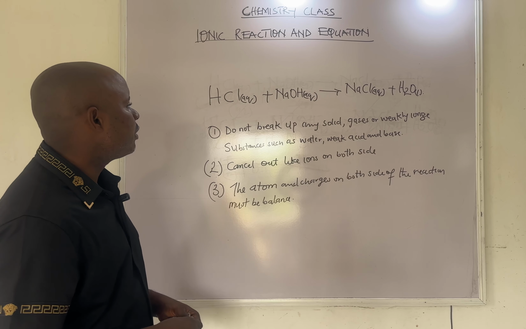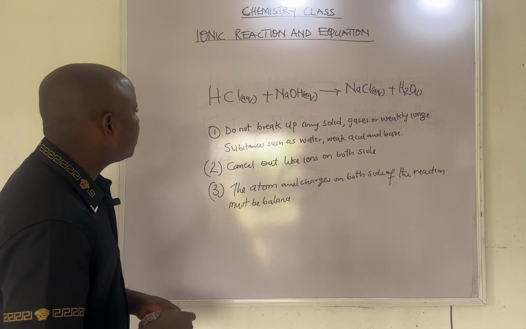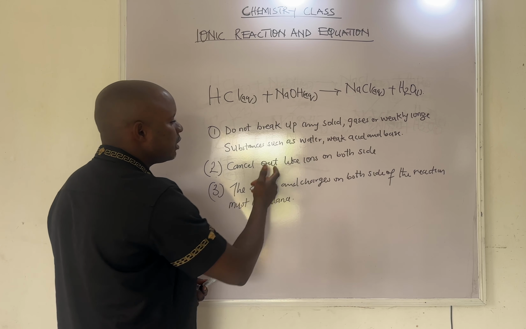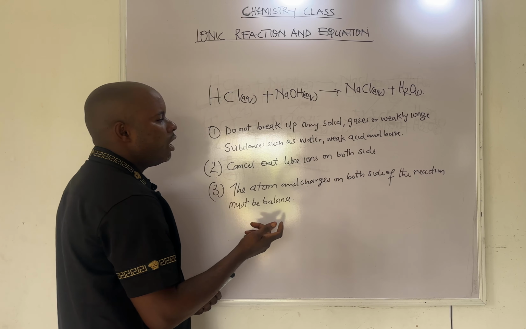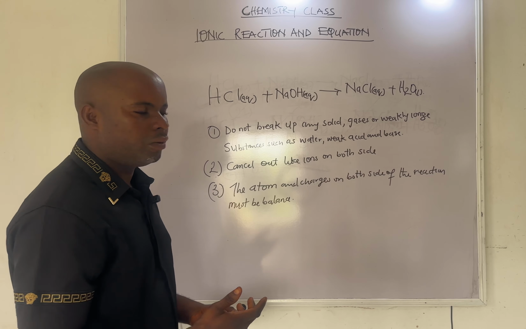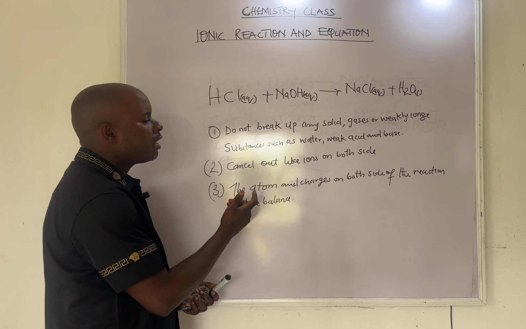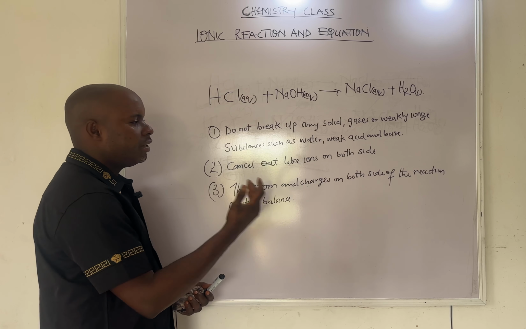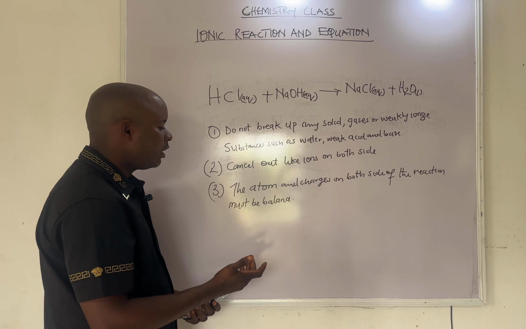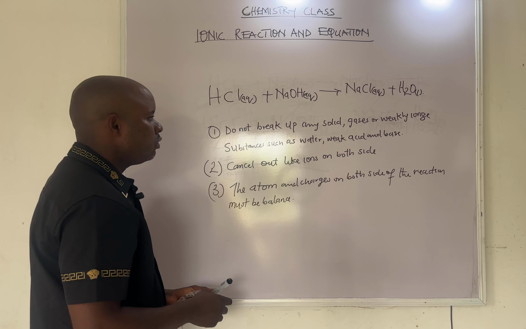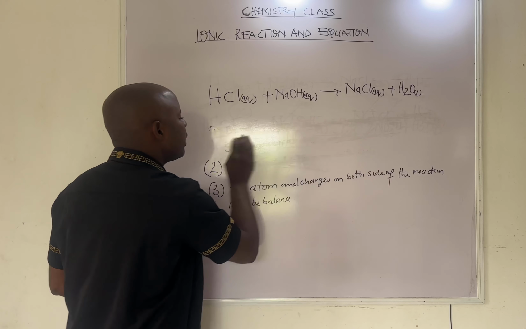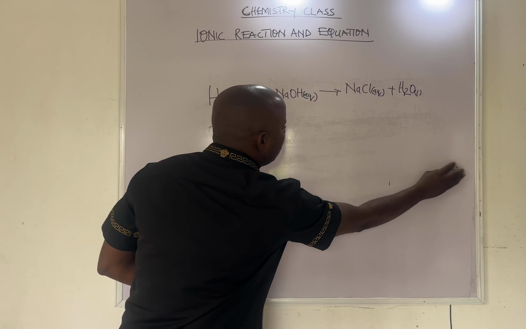Since they exist in ionic form, we're going to write each of them. We said do not break up any solid, gaseous, or weakly ionized substances such as water, weak acid, and base, but we must represent them as molecules in the equation. We also cancel out like ions on both sides, the reactant and the product. The atoms and the charges on both sides of the reaction must be balanced. Having known the criteria for writing an ionic equation, let's use the above equation.